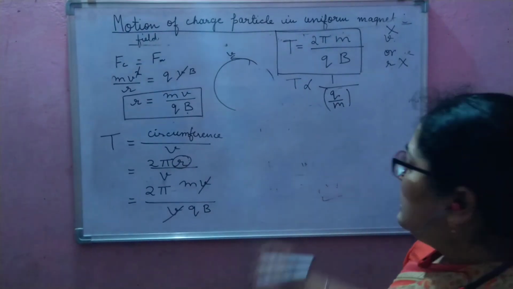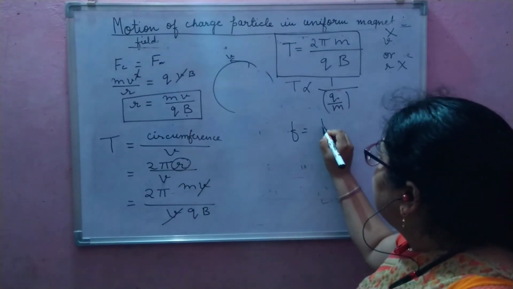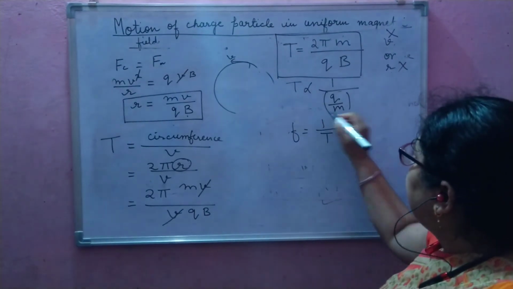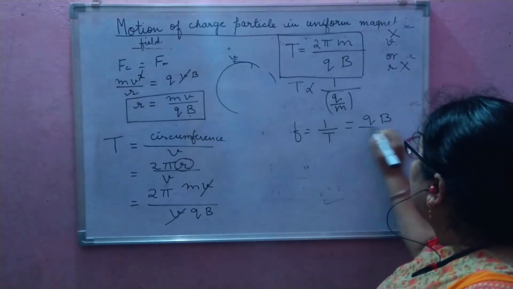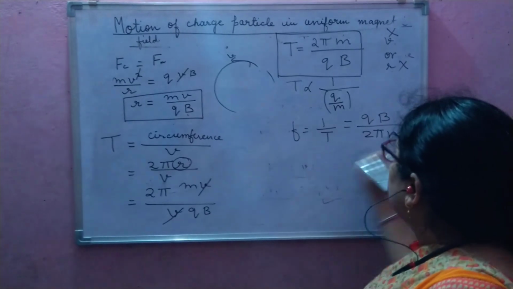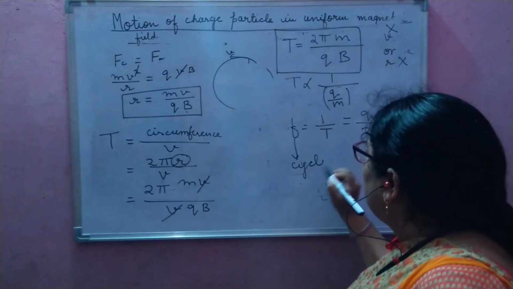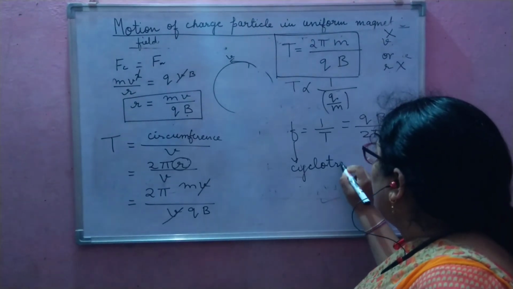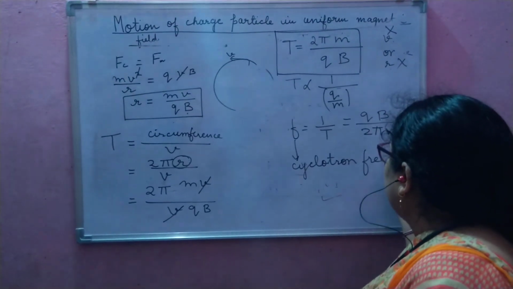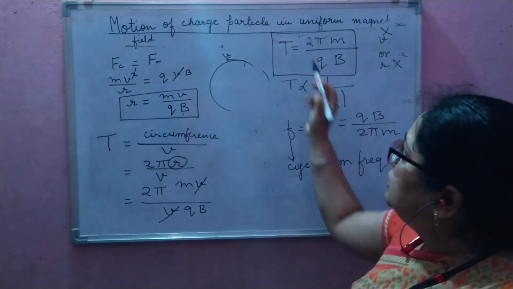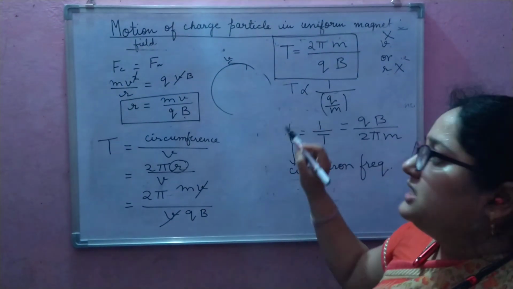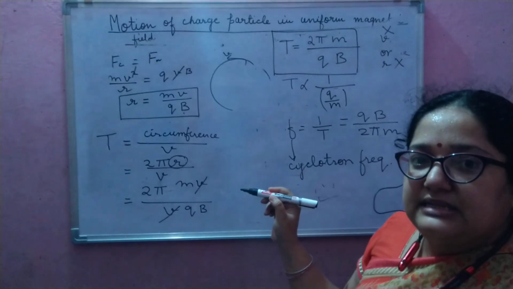Now we will find the frequency. Frequency is 1 upon time period, so it will be qB upon 2 pi m. This frequency is known as cyclotron frequency. So this is the motion of a charged particle when the velocity is perpendicular. The third case we will discuss in the next video.